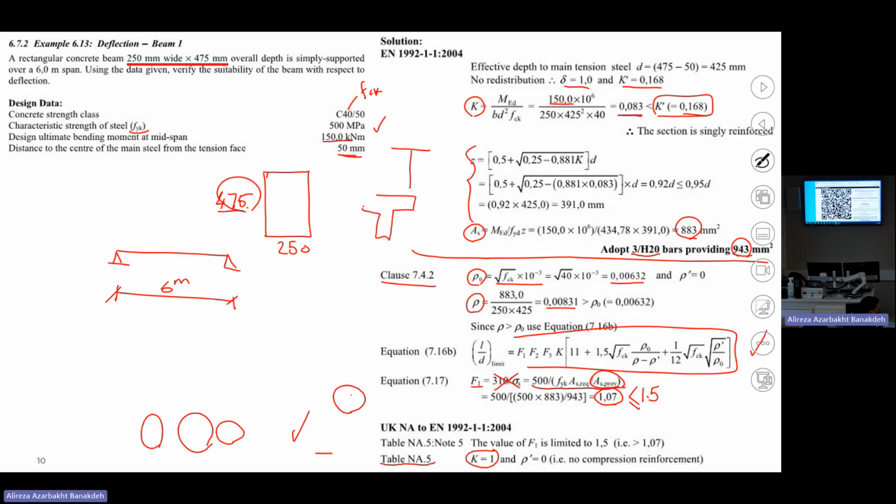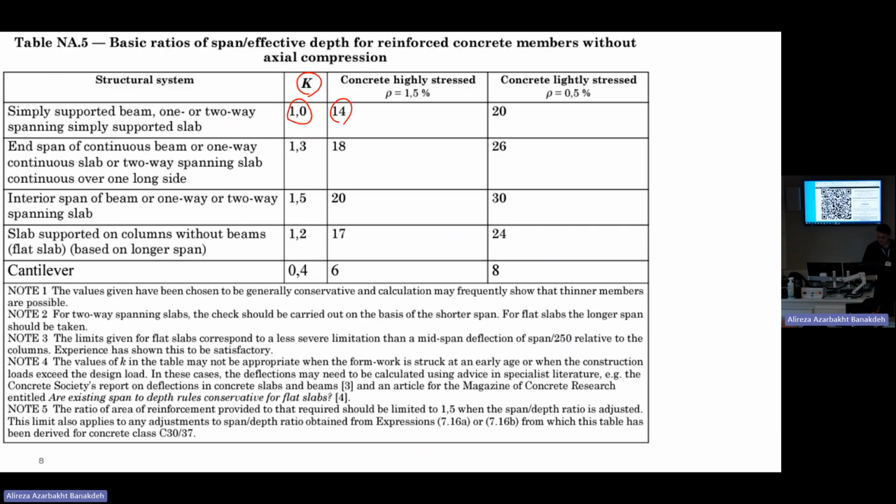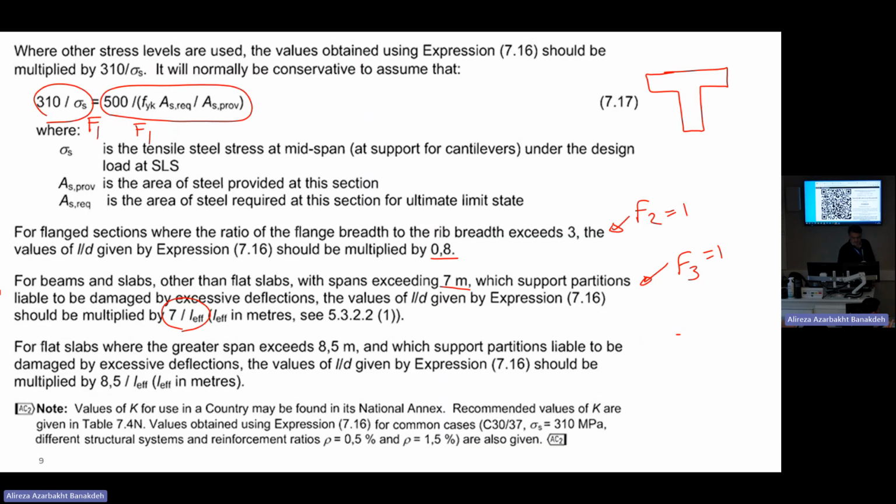What would it equal if it was a flange? 0.8, I guess. Yes, I saw 0.8. That's the only type. So if it's not 1, it's 0.8. No, it should be multiplied by 0.8. What do you mean? That means F2 would equal 0.8, it's this one. That's the expression, right? So that's the whole expression.